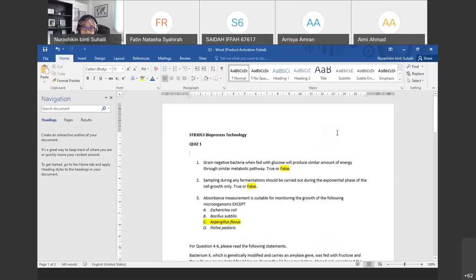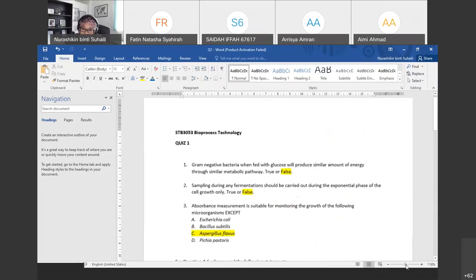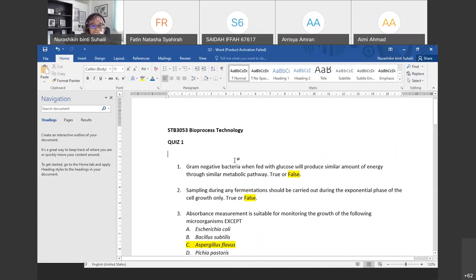Okay. Can you see the word file here? Yes, okay. Yes, can.